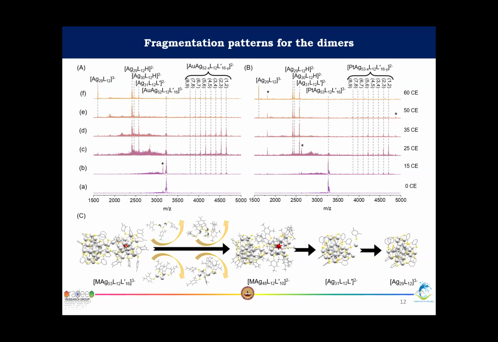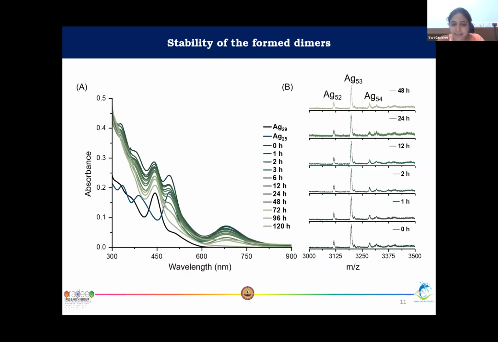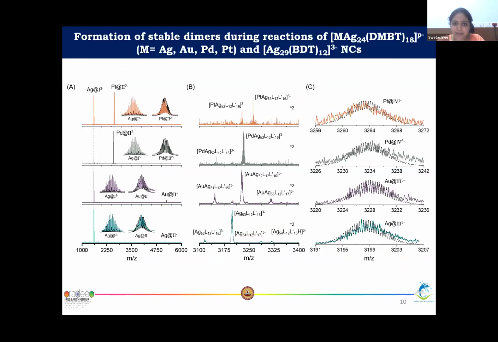But if you take only two, one is 29, 31, something like 48. This is not a fragmentation pattern. I'm talking about the reaction between those two. The nuclear difference is not too much. Let's say Ag29 and Pt Ag28, okay? So there should not be that much change in size.